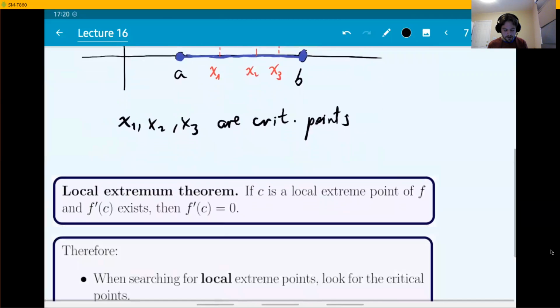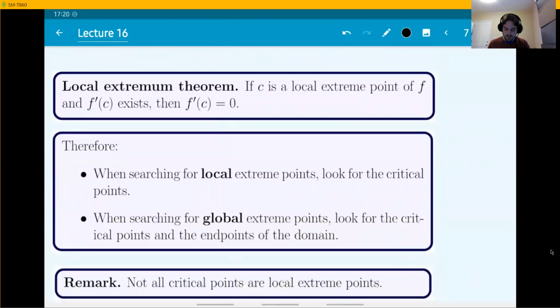So what do we take from all this? We take the following. This is, I guess, the most important box to remember. If you're searching for the local extreme points of a function, basically look for the critical points. Look for the places where the derivative is 0 or does not exist. Those are the only possible locations where you can find a local extreme point.